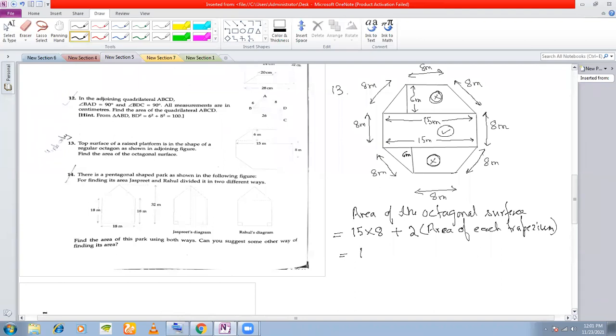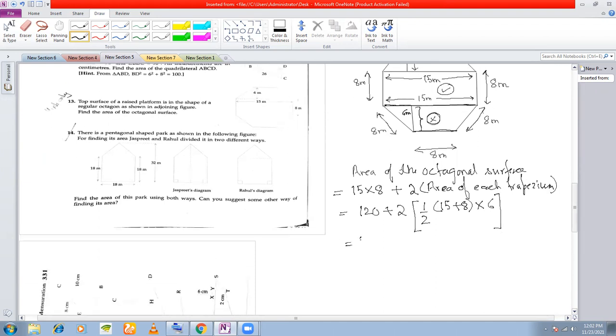So now this is 15 into 8 is 120 plus twice. Now we shall calculate the area of the trapezium. What is the area of the trapezium? Half the sum of the lengths of the parallel sides, into height. If you see, consider any of the trapezium. This is one parallel side. This is the other parallel side. So what is the sum of the lengths of the parallel sides? 15 plus 8. Right? And what is the height of the trapezium? This is the height of the trapezium, which is 6. Right?